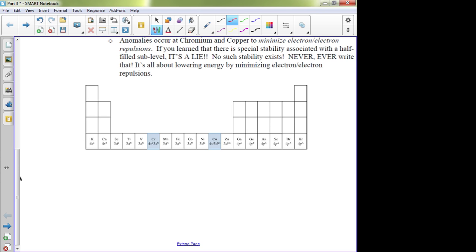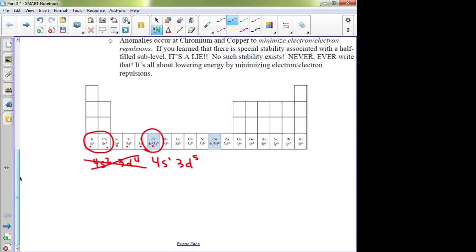So, let's look at something like chromium. Normally we would say chromium is 4s2, because that happens right here, and then 3d4. That's what we would say. But if we look at chromium and its electron configuration, it is not this. It is 4s1, 3d5.